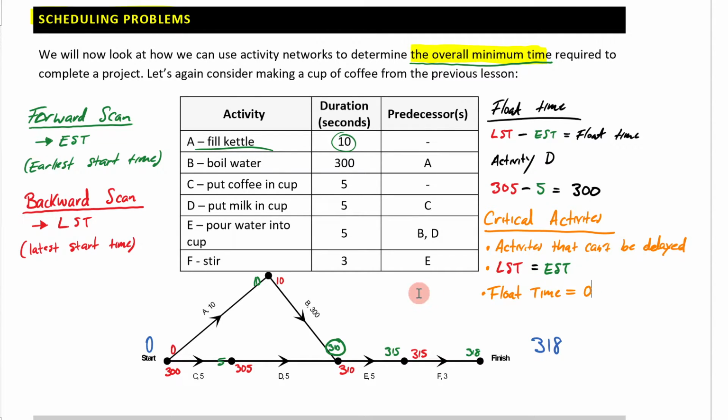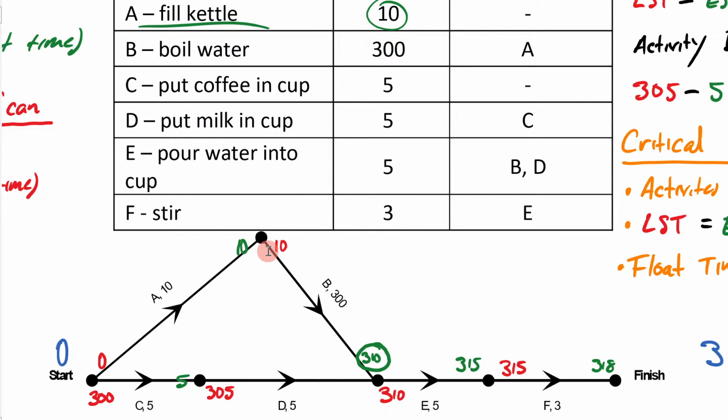So if we look here for a second, my EST is equal to my LST, which means A and B are critical activities. Meaning what? How is A a critical activity? It means I can't delay A without impacting the overall time. Let's say I started activity B at 11 seconds instead of 10 seconds, that means it's going to be 11 plus 300, which is 311.